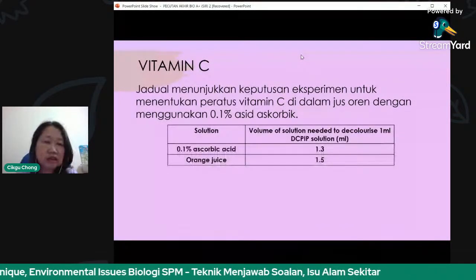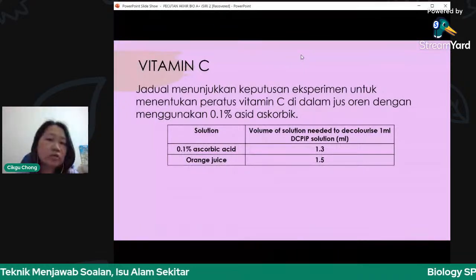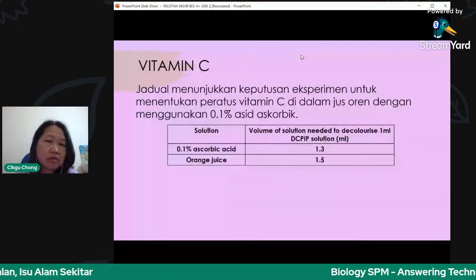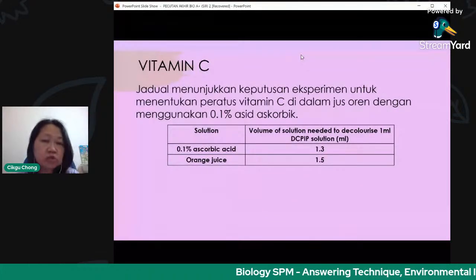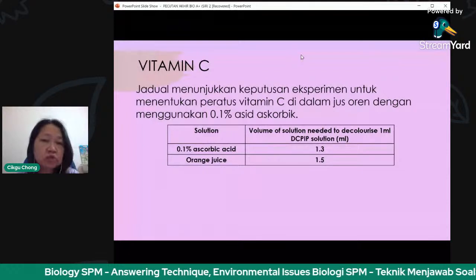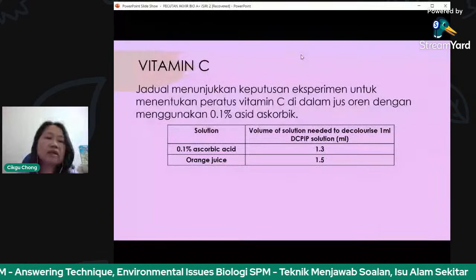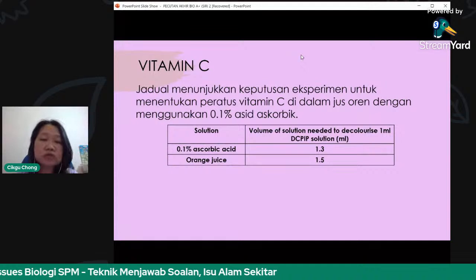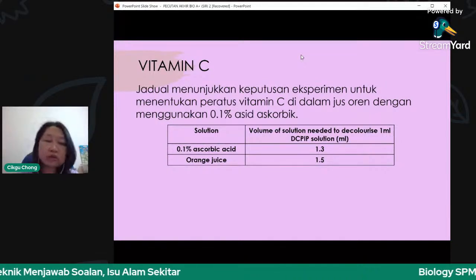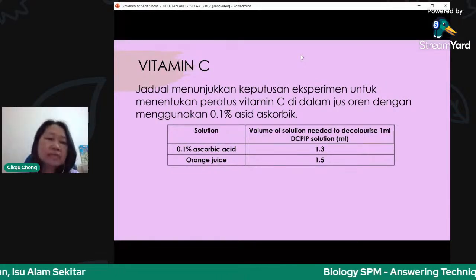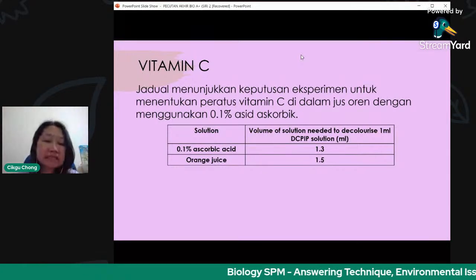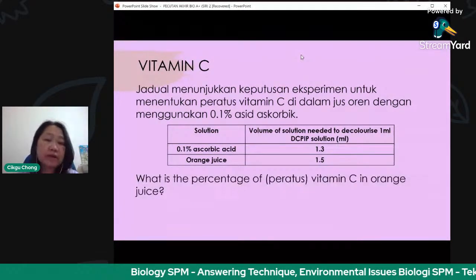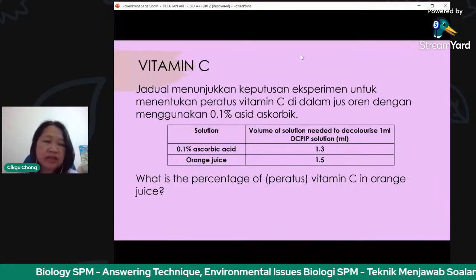With 0.1% ascorbic acid, you need 1.3 ml of this ascorbic acid to decolorize your DCPIP solution. Then you repeat it with orange juice, and you find that you need 1.5 ml of orange juice to decolorize it. The question here is, what is the percentage of vitamin C in orange juice? Peratus means percentage. Let's see the options because it's an objective question.